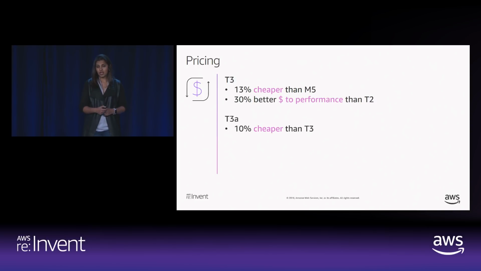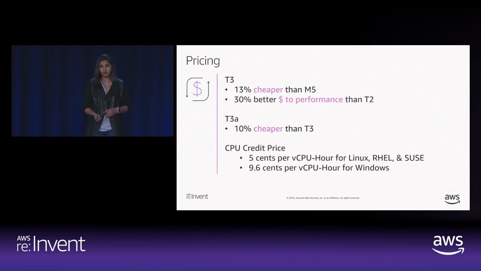For T3A, we've further discounted the price because we're introducing a new processor. We want to welcome you to come try a new processor in the enterprise server market and give us your feedback. So we've discounted the price further. It's 10% cheaper than the already cheaper T3 instance. Then we have a CPU credit price, which is priced at 5 cents per vCPU hour on the Linux, Red Hat, and SUSE OS, and 9.6 cents per vCPU hour on the Windows OS.